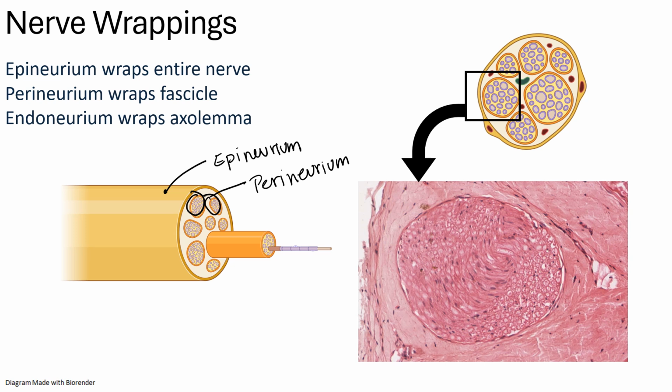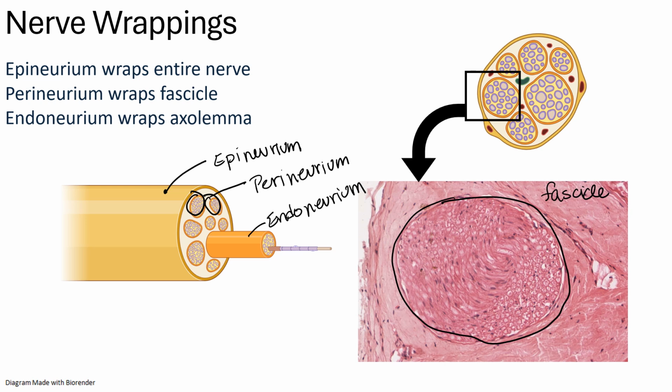This microscopic picture over here, what you see is a fascicle, and it's surrounded by the dense connective tissue of the perineurium. These little circles on the top left and the bottom right of the fascicle are axons that are all wrapped in myelin and then wrapped by the endoneurium. So it's an extra wrapping, just like the endomysium was an extra wrapping.